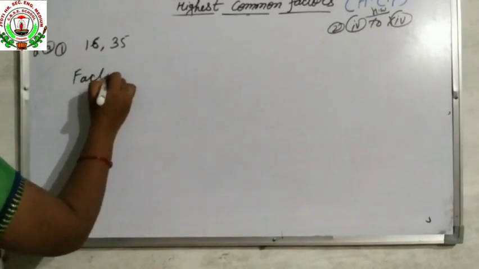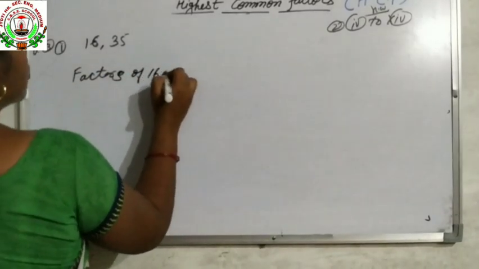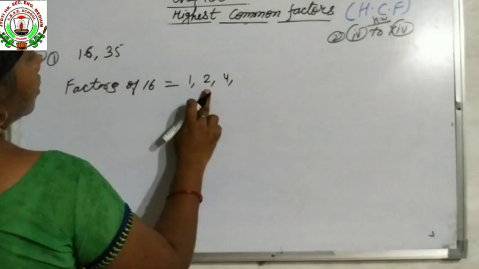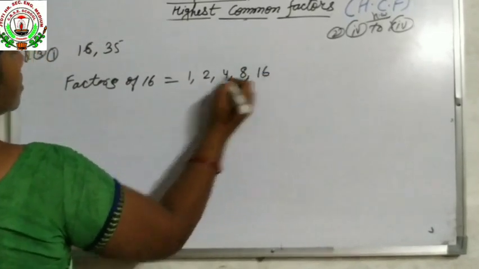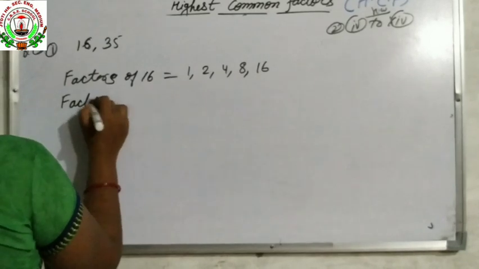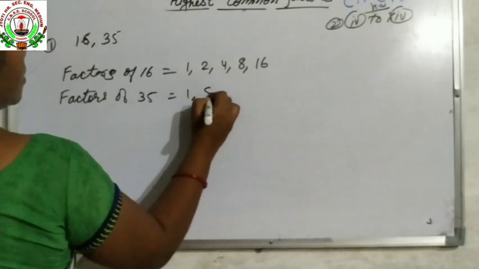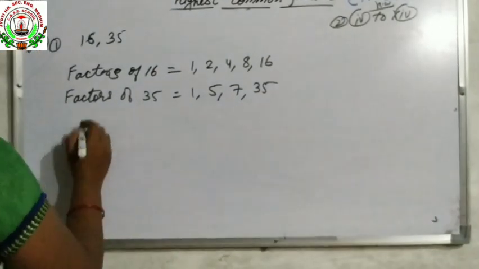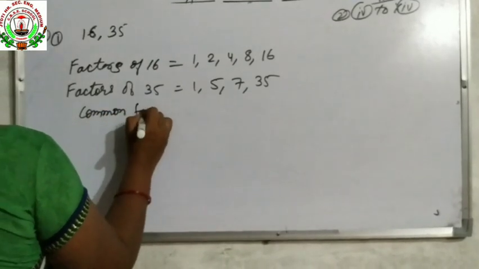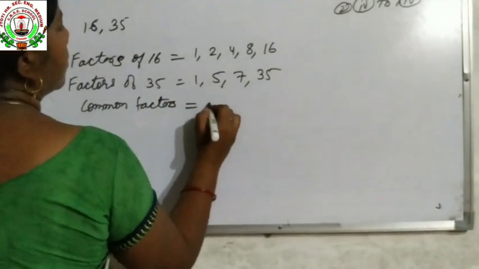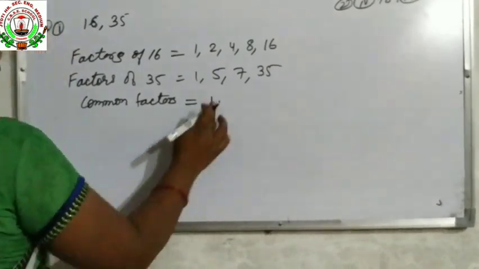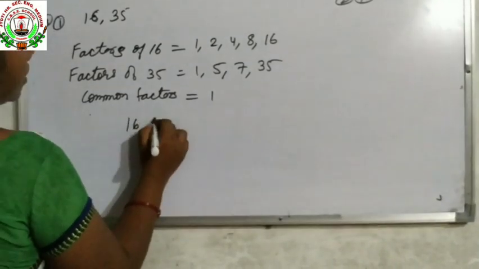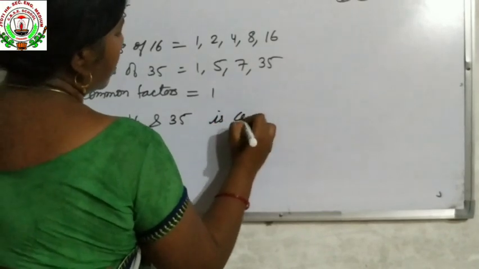Now first we will write the factors of 16. This question we already did in 8.1 also, okay children? 1, 2, 4, 2 8s are 16, 4 4s are 16, 8 2s are 16, 16 1s are 16. Then factors of 35: 1, 5, 7 and 35. 5 7s are 35, 7 5s are 35, 35 1s are 35. Now the common factor is only 1. So it is a co-prime number. 16 and 35 is a co-prime number. Understood?